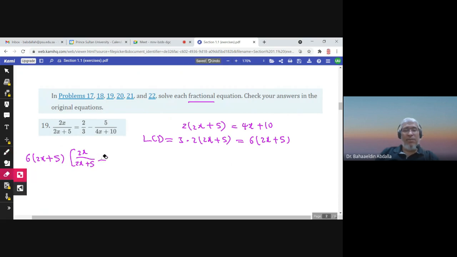And so no need for the parentheses because it's only one term. But now we need parentheses here when we multiply the LCD by the right hand side because we have two terms.